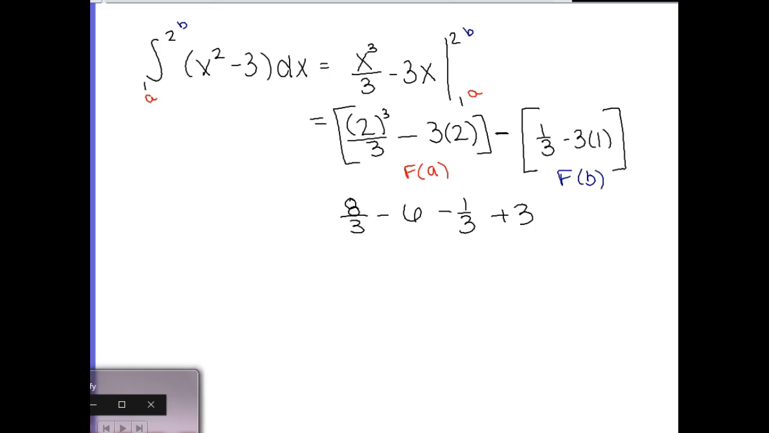Okay? So, -6 and +3 is -3. 8/3 minus 1/3 leaves you 7/3 minus 3. So you're going to have to... 7/3 minus 3. So, you will have to create a common denominator.